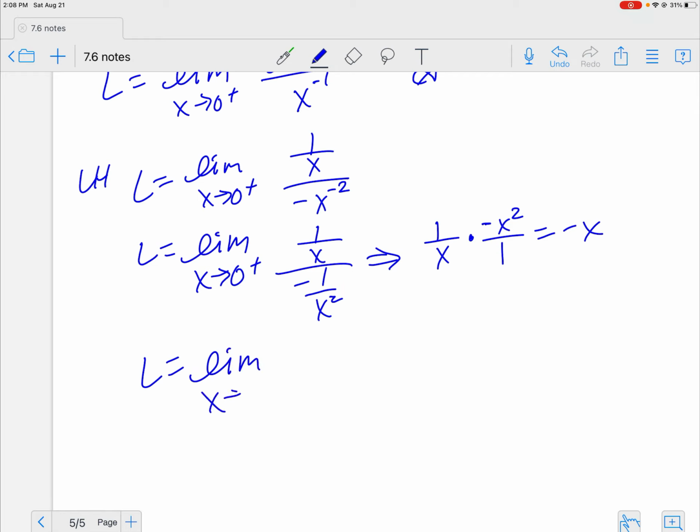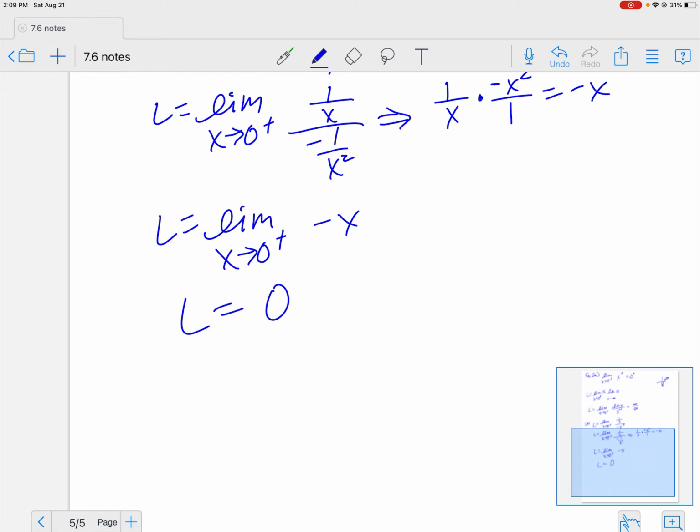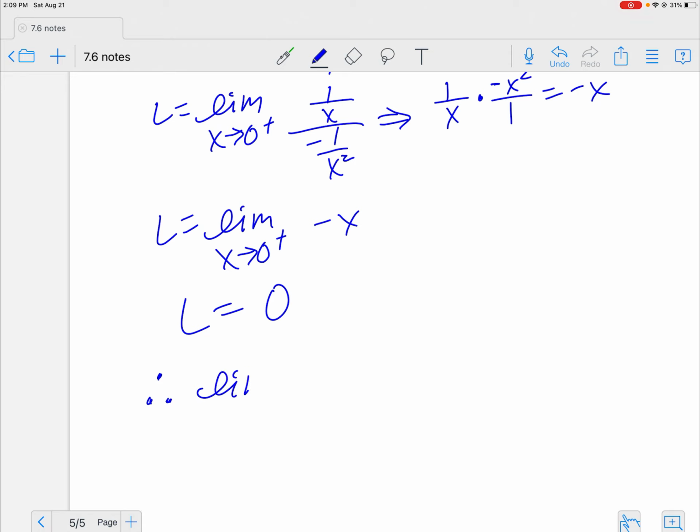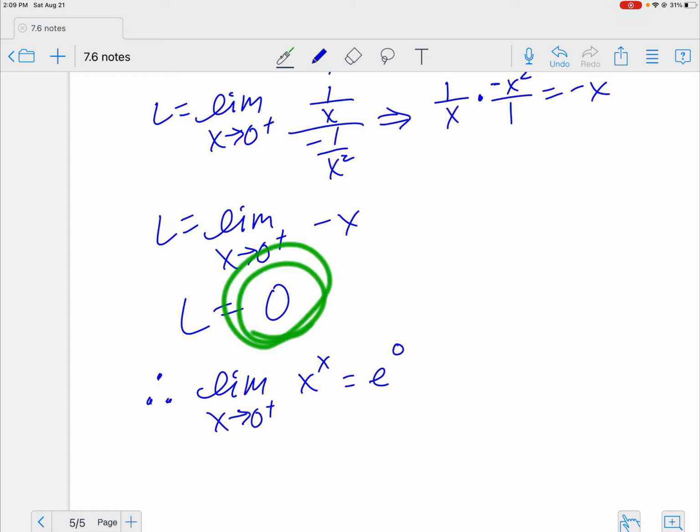L is still the limit as x approaches 0 from the right, because all we've done so far is just simplify our rational expression. We haven't done anything else. Now we plug that 0 in, and L is equal to 0. We're not done yet. Good call. Therefore, the limit as x approaches 0 from the right of x to the x is equal to e to the 0, because remember this L part, I put natural log in there. You have to counteract it with that e, and anything to the 0 power is 1.